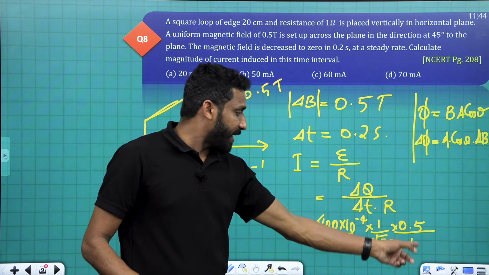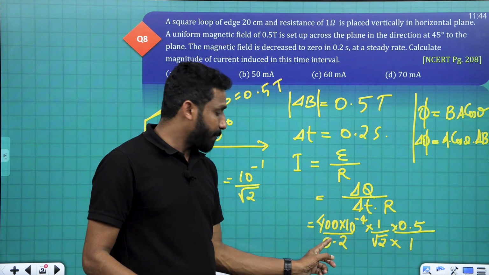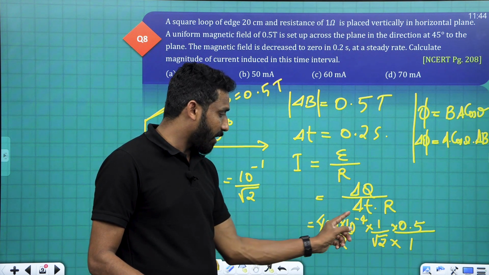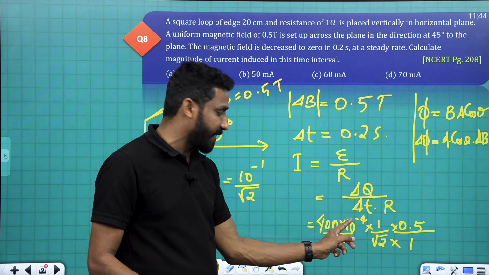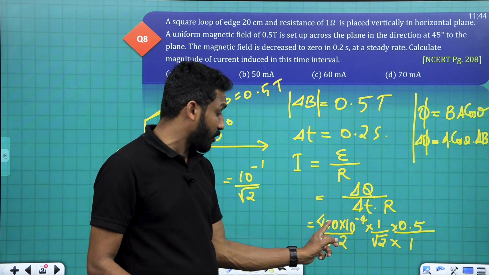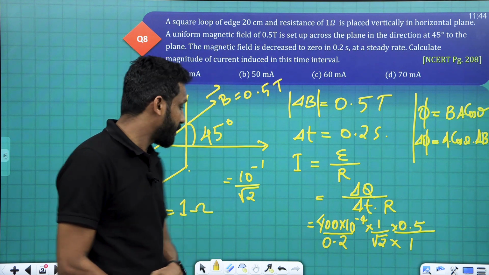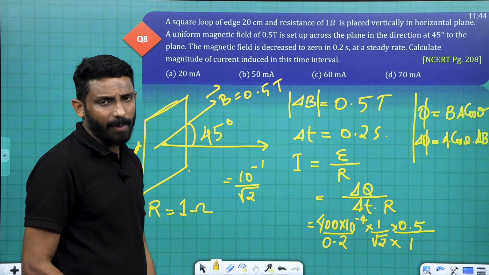Understood? 1 by 2, 2 into 0.2, that is 0.4, that is 4 into 10 raised to minus 1, 4 cancel, 10 raised to minus 4 by 10 raised to minus 1 is 10 raised to minus 3, into 100, that is 10 raised to minus 1, divided by root 2. Root 2 is 1.41.